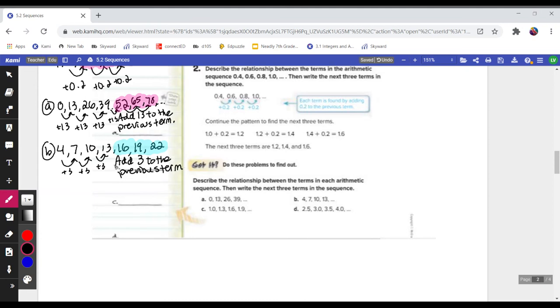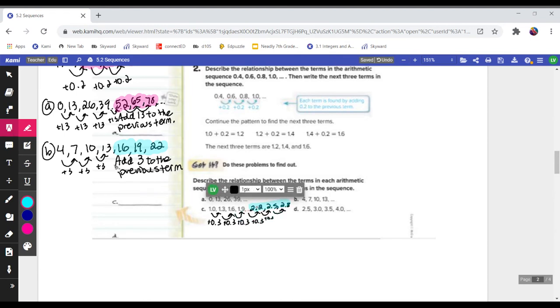All right, let's look at letter C. We're at 1 and 0/10, then 1 and 3/10, so I'm adding 3/10. I add another 3/10 to get from 1 and 3/10 to 1 and 6/10. And then 1 and 6/10 to 1 and 9/10, I'm adding another 3/10. So I want to add another 3/10. It's going to give me 2 and 2/10 plus another 3/10 gives me 2 and 5/10. And lastly, 2 and 8/10.